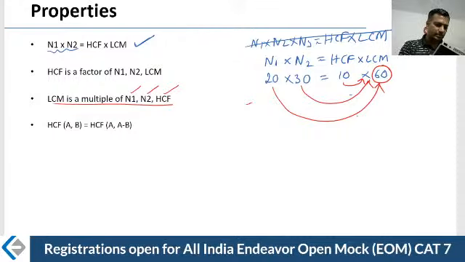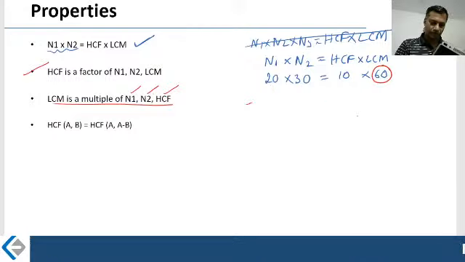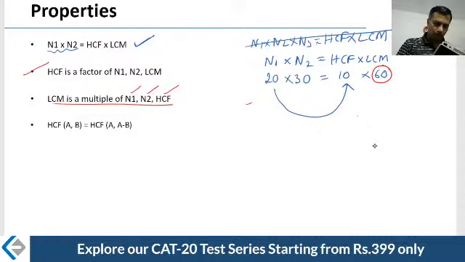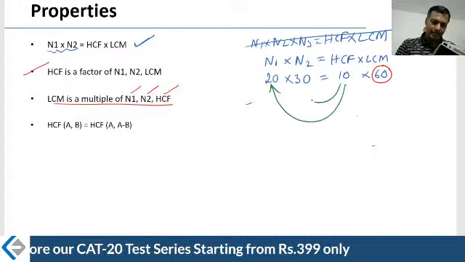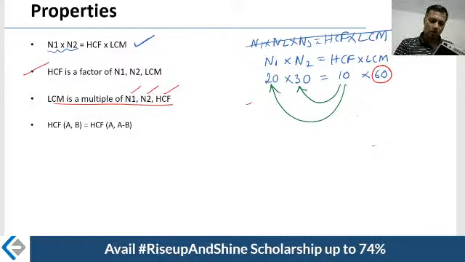Similarly, if you look at the HCF, here is another one. HCF is a factor of all the 3 numbers. HCF becomes the factor of all 3 of them. Now it is the reverse. 10 is a factor of 20. 10 is a factor of 30. 10 is a factor, which implies 10 divides 20, 10 divides 30, and also 10 divides 60.